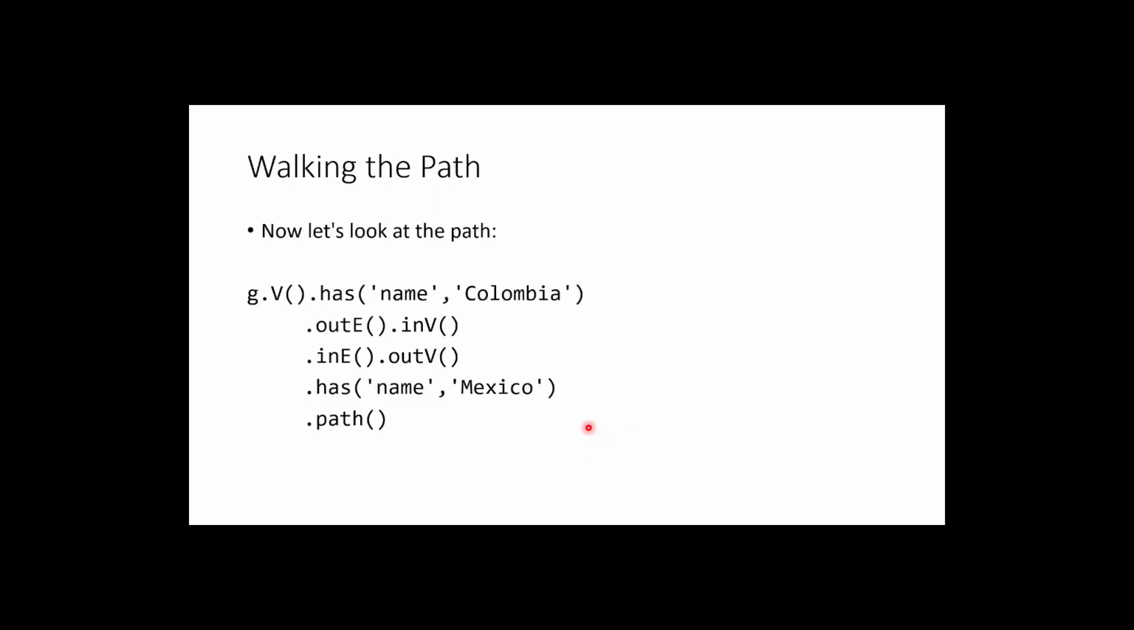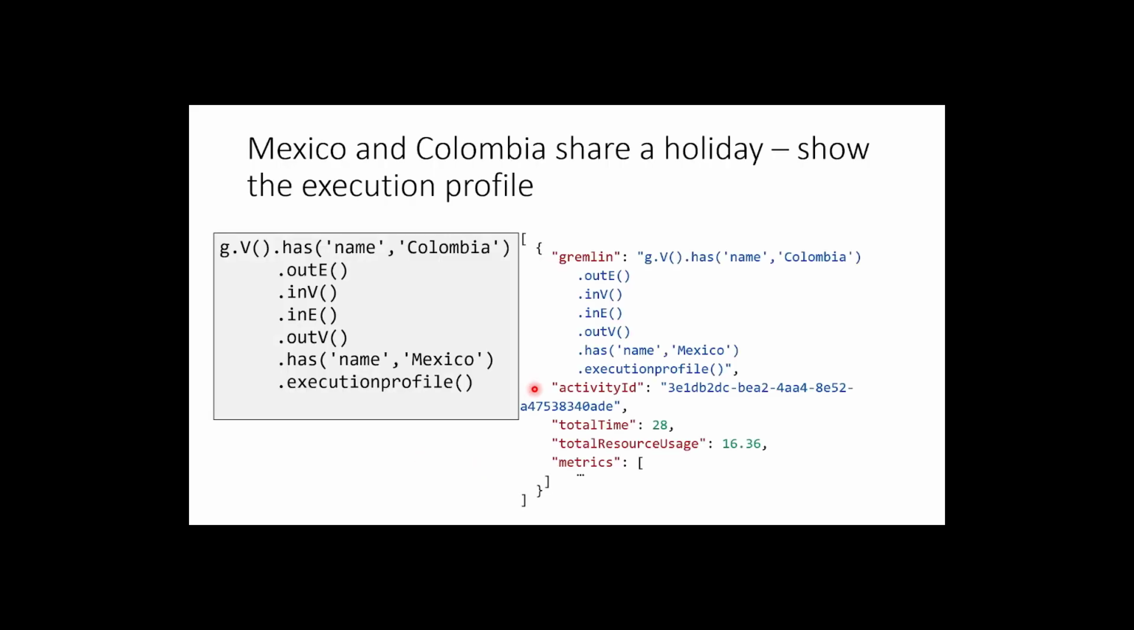We could run this query in Azure Data Explorer, and it'll return the path of the way it stepped through. We can also look at execution profiles of these queries. So say that I was running g.V().has('name','Colombia').outE().inV().inE().outV().has('name','Mexico'). If I call .executionProfile() off of that, it gives me a JSON with a healthy amount of information related to storage details, times, and counts.